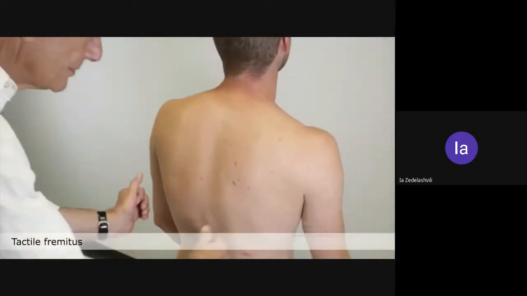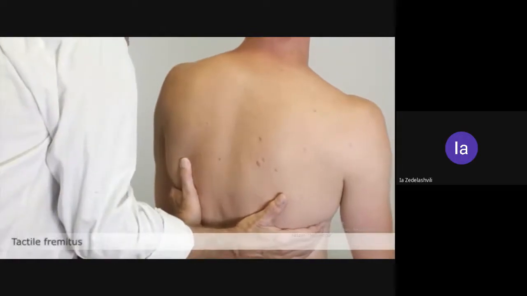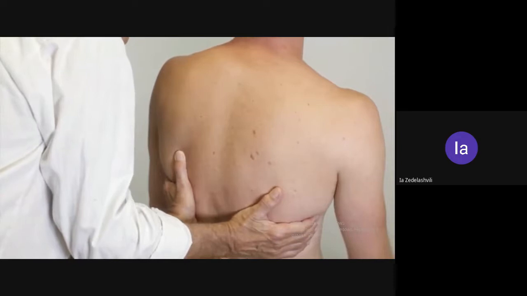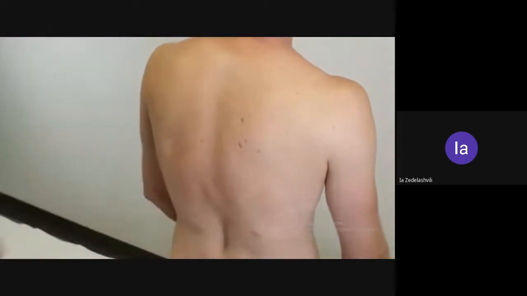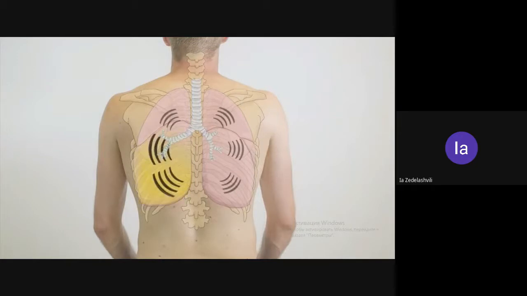Palpation is also used to assess tactile fremitus. If the patient is asked to say the words 99 in a deep voice, mild vibrations should be felt in the lower lung segments, around the level of the 8th to 10th rib. Increased tactile fremitus, which indicates increased sound conduction, can be found in, for example, pneumonia, whereas decreased fremitus, and therefore decreased conduction, can result from pleural effusion.